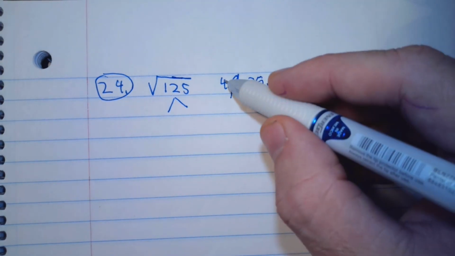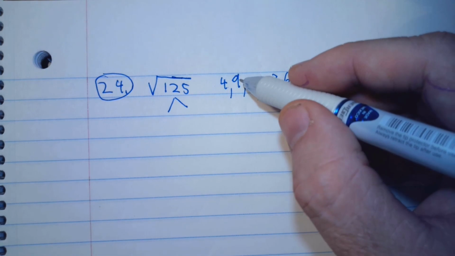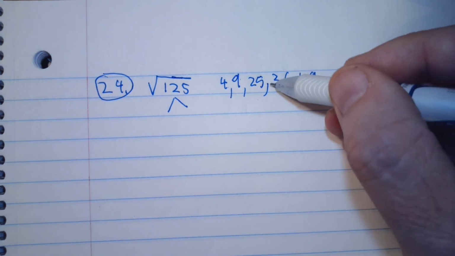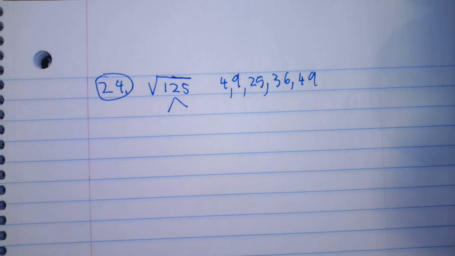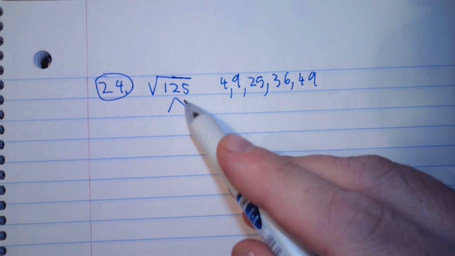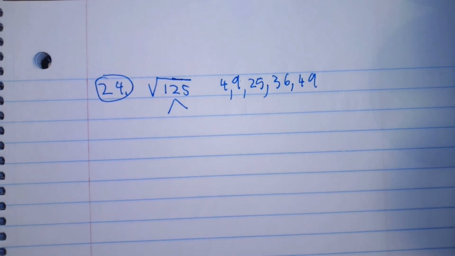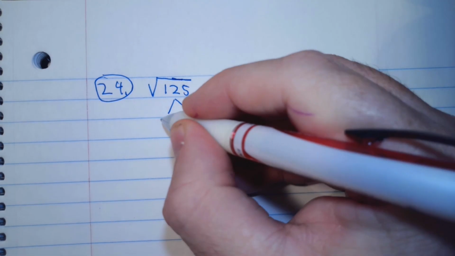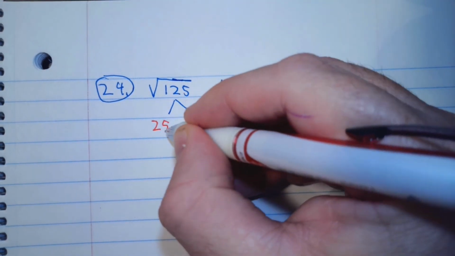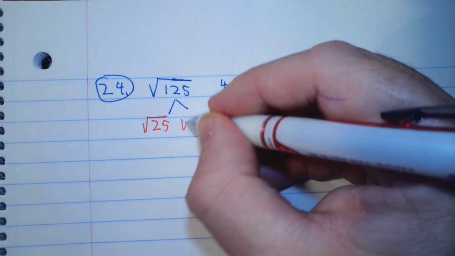For example, square root of 4 is 2. Square root of 9 is 3. Square root of 25 is 5. 6, 7, and it keeps going on forever. So I'm going to look at a number I can divide this by, and it looks like I can divide this number by 25. So I'm going to divide it by 25, and that's going to leave me with 5.